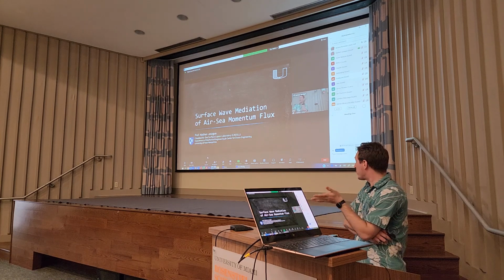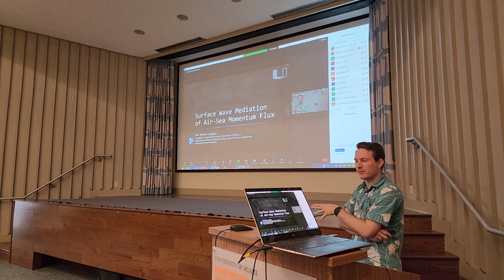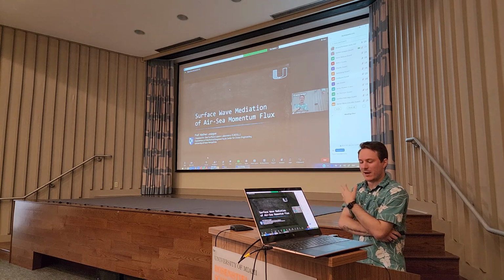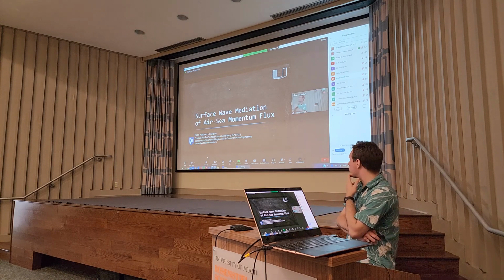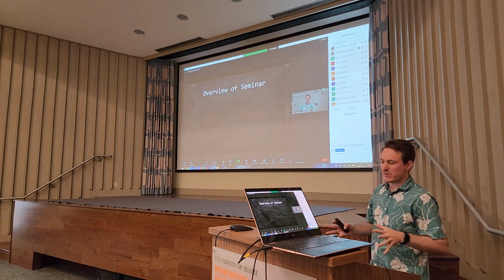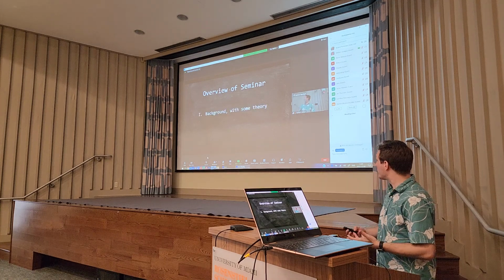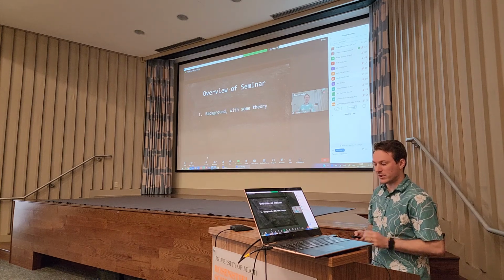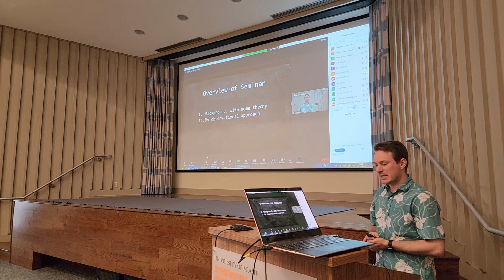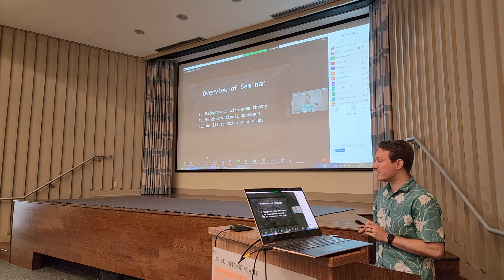So I'm going to talk to you about air-sea interaction somewhat broadly, but then zoom into a particular flavor of air-sea momentum flux, and then how waves can mediate that exchange between the atmosphere and the ocean. So what I'd like to do is separate the seminar into 3 distinct sections. The first one will be a background with more than a little theory maybe, but just enough to get things going. Second, my observational approach. And third, an illustrative case study.